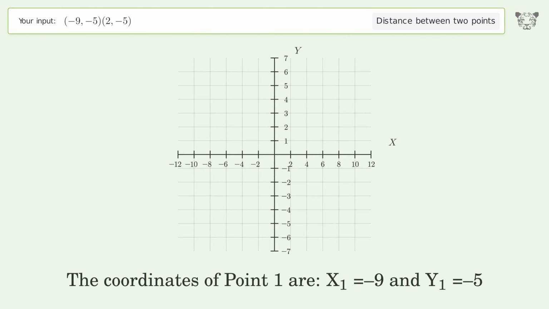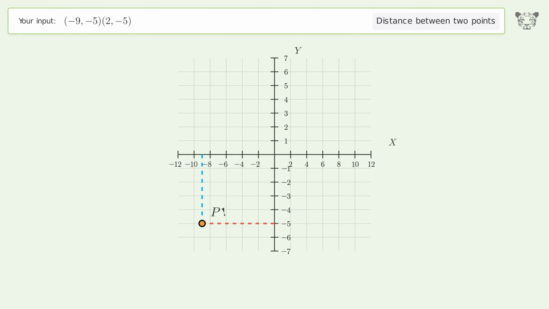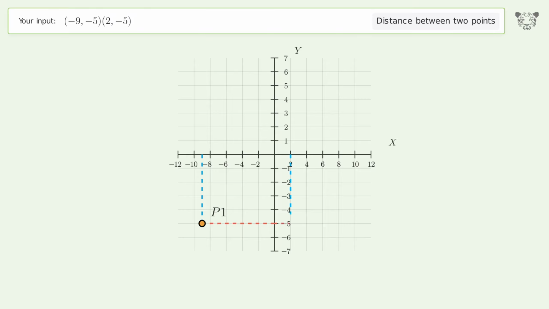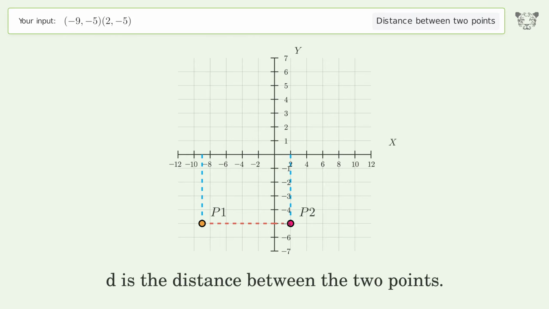The coordinates of point 1 are x1 equals -9 and y1 equals -5. The coordinates of point 2 are x2 equals 2 and y2 equals -5. D is the distance between the 2 points.